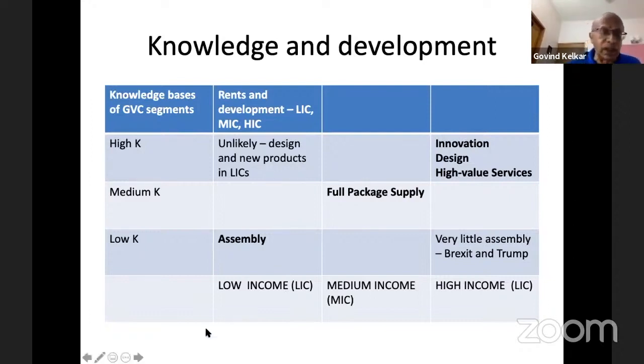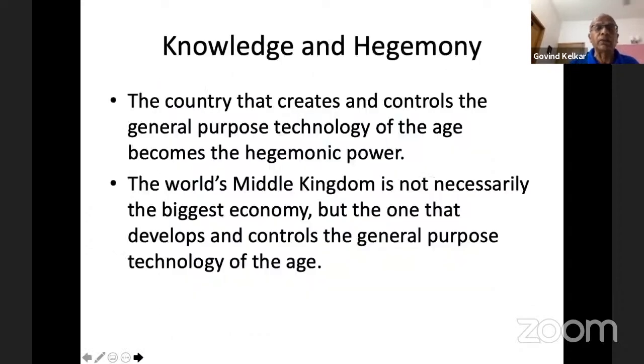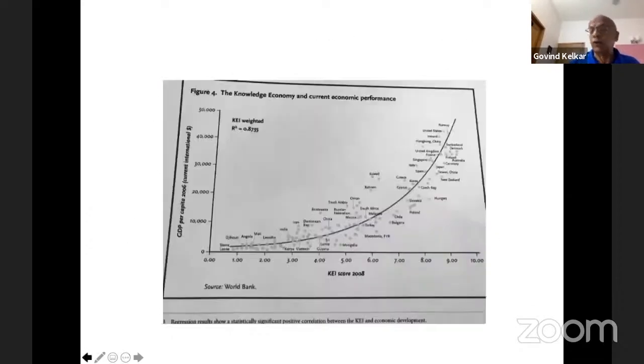The same can be seen, again very similar to the earlier one, in the knowledge economy and current economic performance. This is from the World Bank, where GDP per capita is on the y-axis and the knowledge economy score is on the x-axis. So as you move to a higher knowledge economy score, you also move to a higher GDP per capita. That is the broad correlation between these two, which I have explained in terms of how you can move across from one knowledge segment into another.